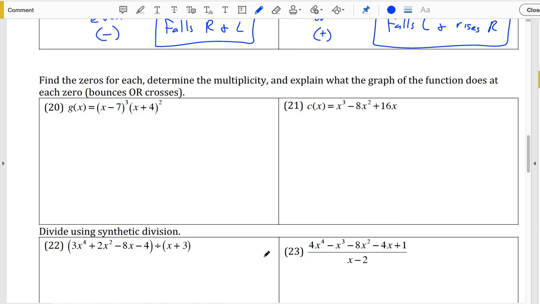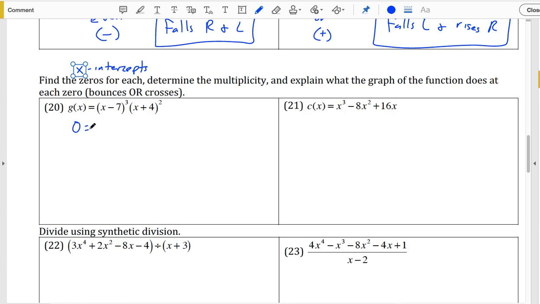All right, zeros now. So we want to find the zeros for each, determine the multiplicity, and explain what the graph of the function does at each zero, or at each x-intercept. Remember, zeros are the same thing as x-intercepts. Okay, so when this is all set up like this in factored form, it's set up for us to find zeros on a silver platter. Because remember, finding zeros means setting the y equal to 0 and solving for x.